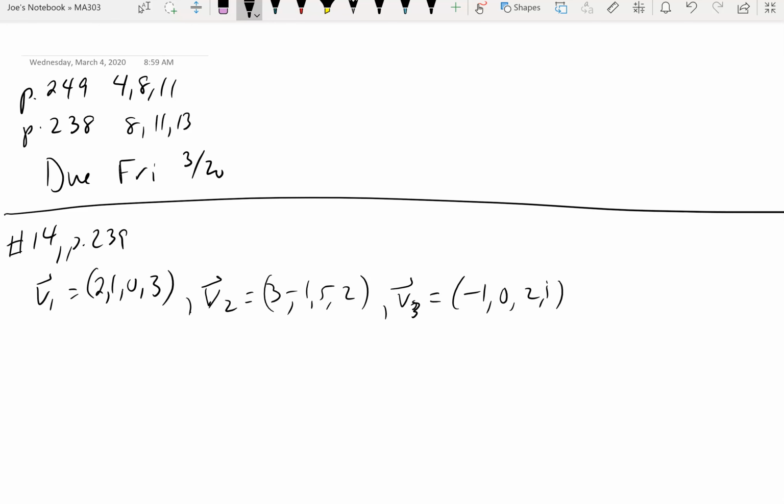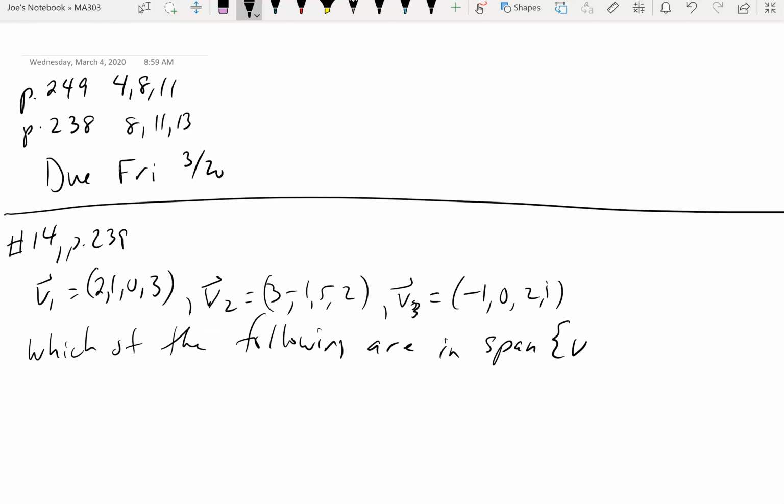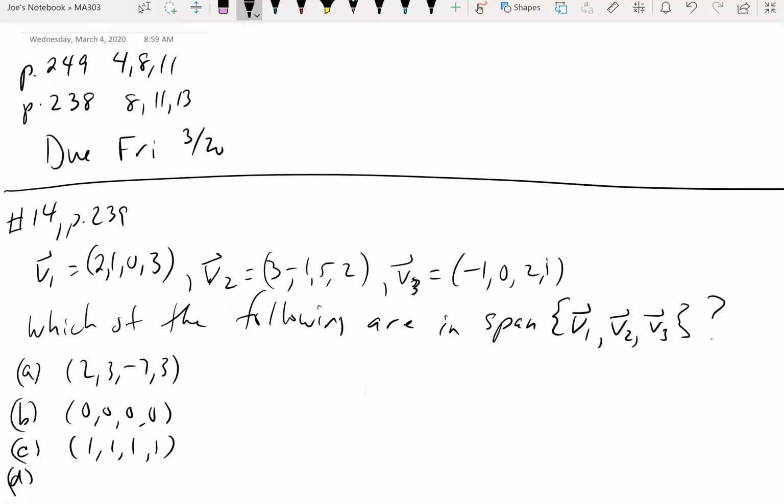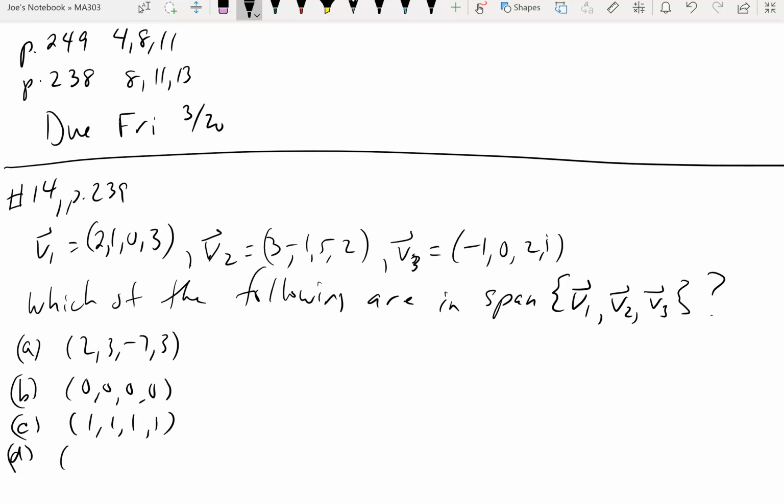So the problem asks, which of the following are in the span of these vectors? The first one is 2, 3, negative 7, 3. The second one is 0, 0, 0, 0. The third one is 1, 1, 1, 1. And the fourth one, which is off the bottom of the screen, is negative 4, 6, negative 13, 4.